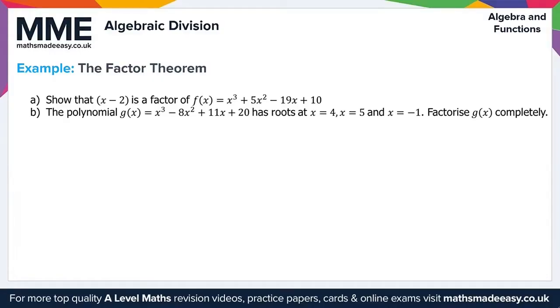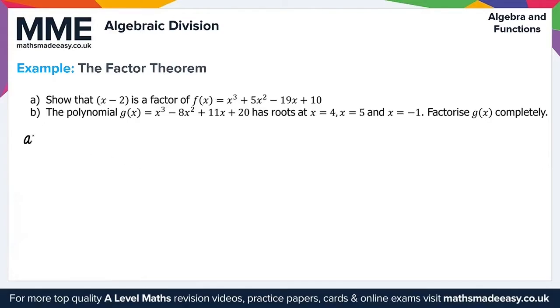In this example on algebraic division, we're taking a look at the factor theorem. And we've got two parts of this example. Part A, we just want to show that x minus 2 is a factor of f of x. And then for part B, we're given the polynomial g of x, and we're told the roots, and we're asked to factorise g of x completely. So to start with, let's take a look at part A.